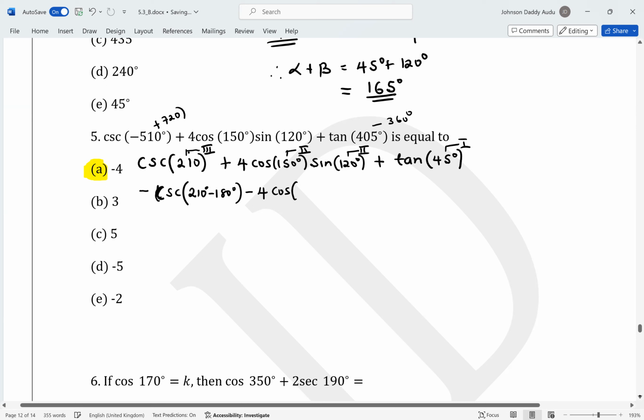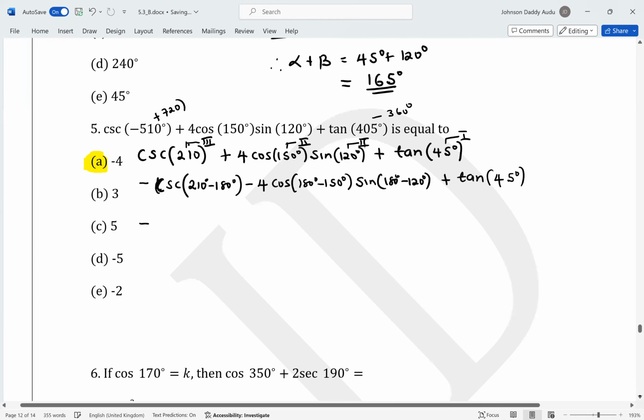And how do you find the reference angle? It's going to be 180 degrees minus 150 degrees. And then you are multiplying it by sine 120. But 120 is in the second quadrant. So in the second quadrant, sine is already positive. So this will just become sine 180 minus 120. Plus, this is 45 degrees, in the first quadrant. So nothing will change. The reference angle will still be 45.